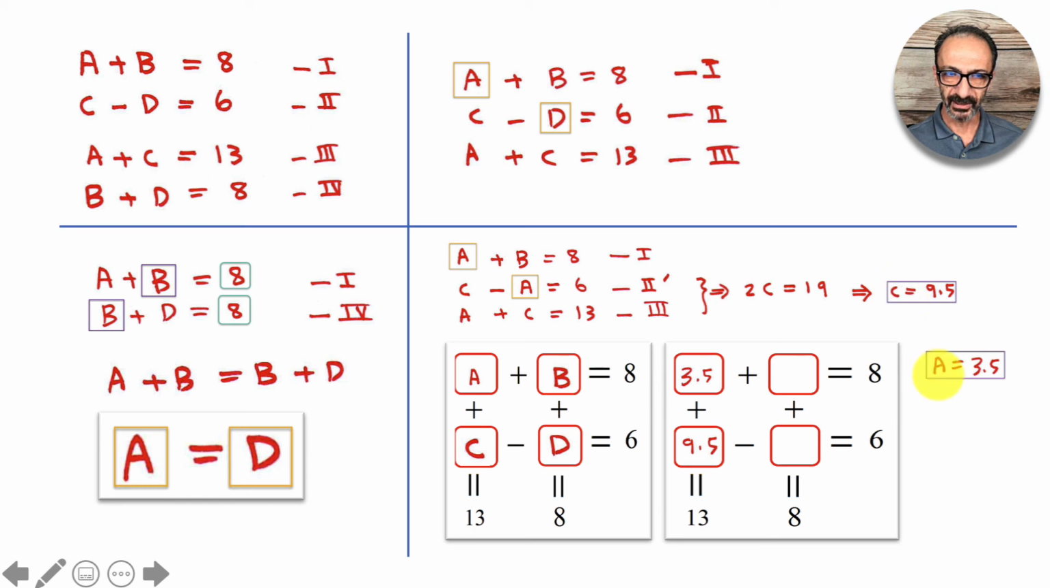So far we have C and A. Let's move on this way. 3.5 plus what will give you 8? 4.5. So that's B. Going this way or going this way, doesn't matter which way. D is going to end up 3.5, and that should do it.